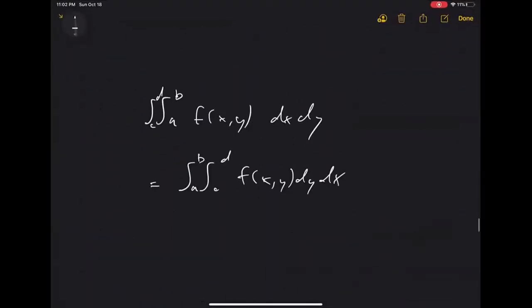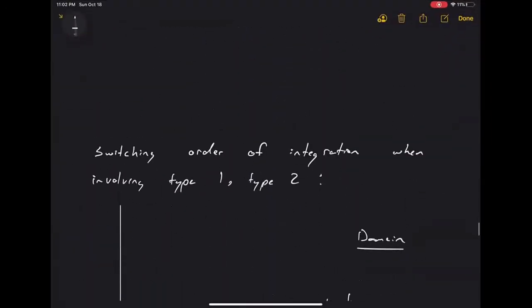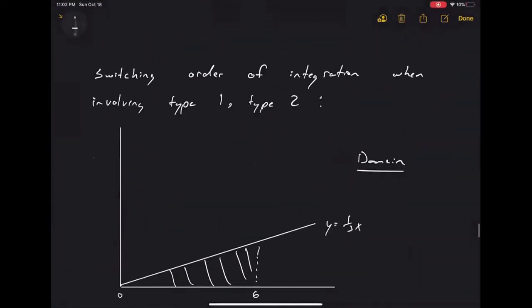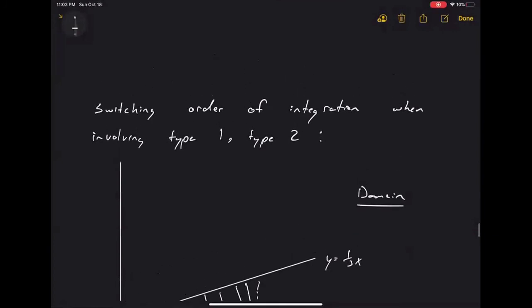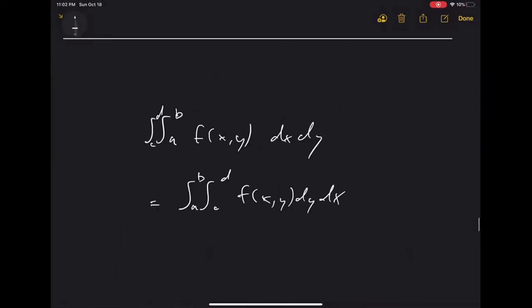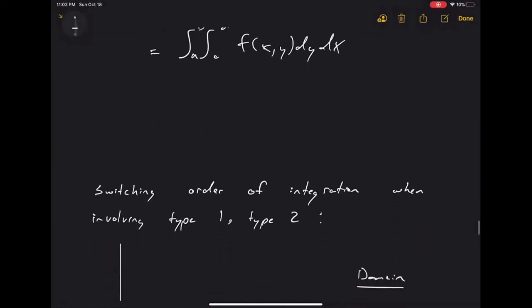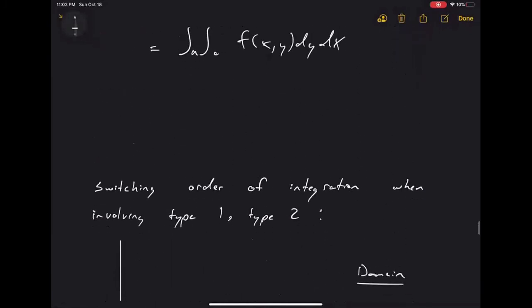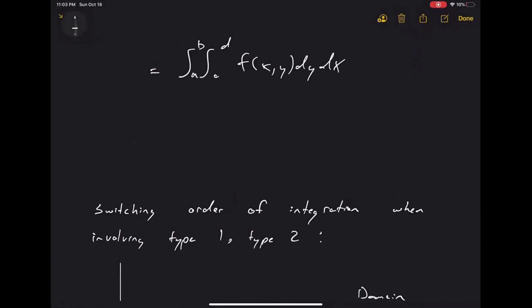So switching the order of integration is still something we want to be able to do even when our bounds are written in terms of functions, but we have to be a bit more careful because we can't just switch them blindly. And that kind of goes back to that example where I showed you, we always want our functions to be our inner integral, right?